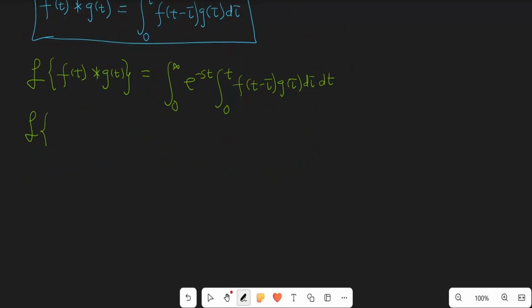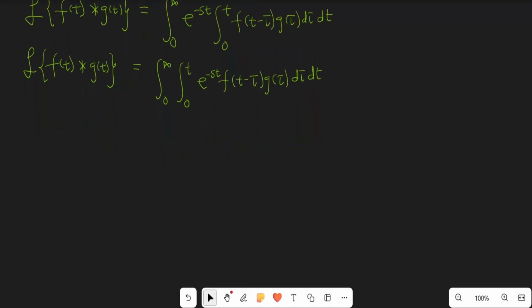So the Laplace transform of f of t convoluted with g of t is equal to the integral from 0 to infinity. This is the first one, and the second one is the integral from 0 to t. Now we have e to the negative st, multiplied by f of t minus tau, multiplied by g of tau, and then we are going to have d tau and then dt. So we have a double integral.